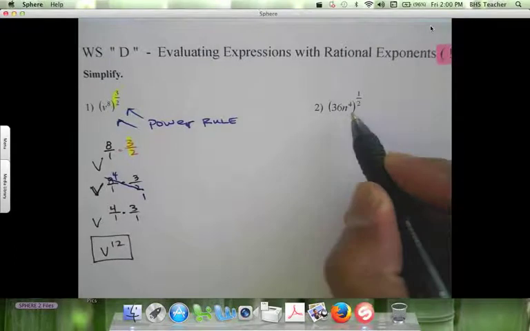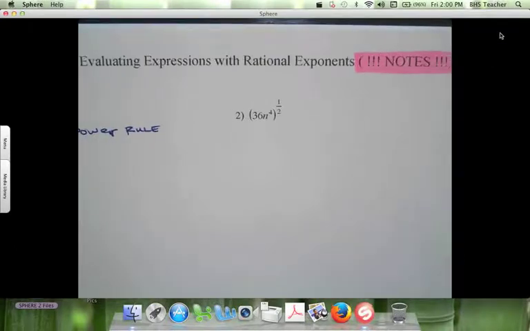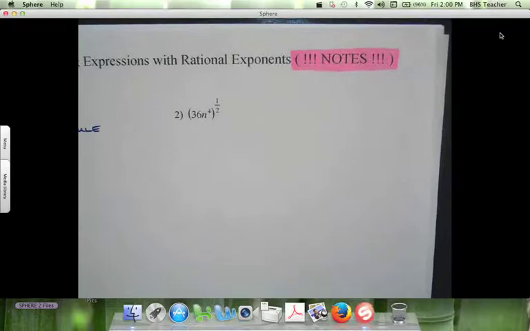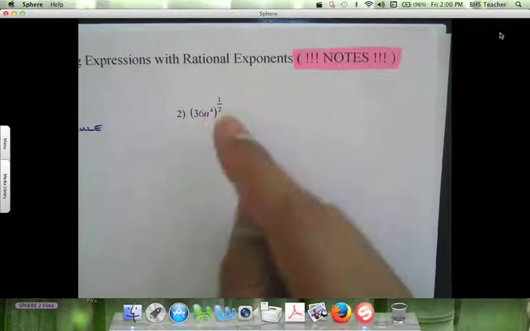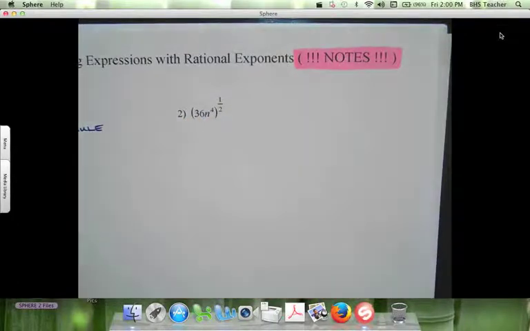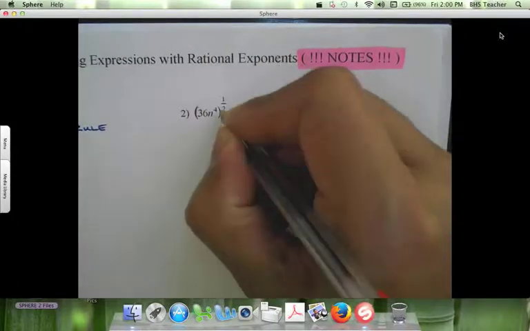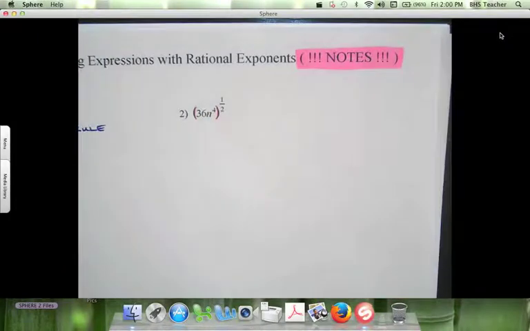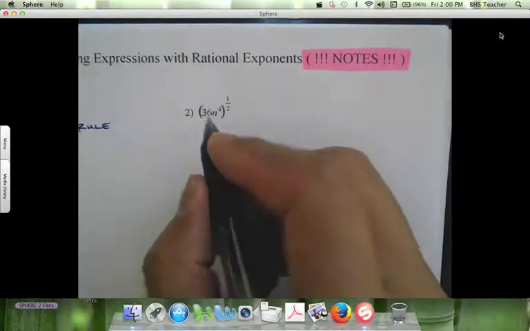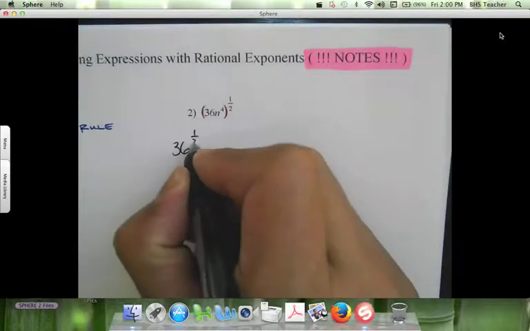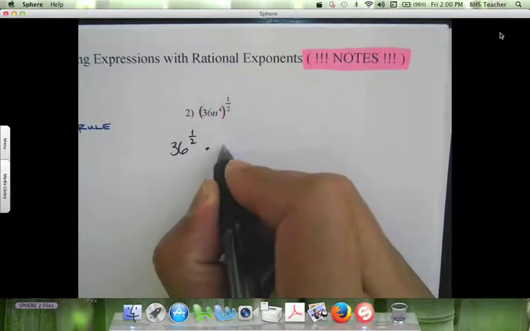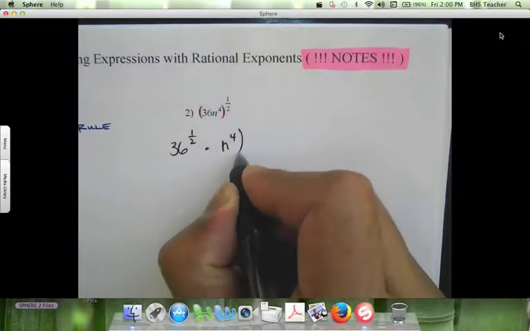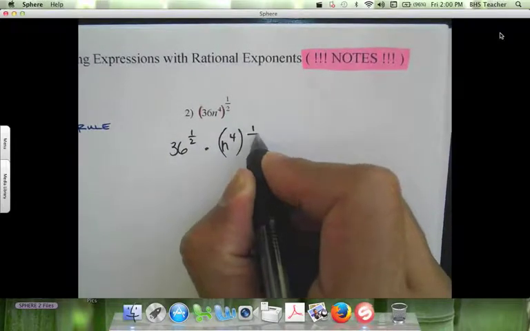Okay, so here we go, looking at number 2. Okay, well, what this simply means, when you have this, and you notice the parentheses, means that this power goes to everything in there. That means the 36 gets the power of 1/2, and I'm kind of splitting this up, times n to the 4, and then the n to the 4, this variable, also gets this power of 1/2.